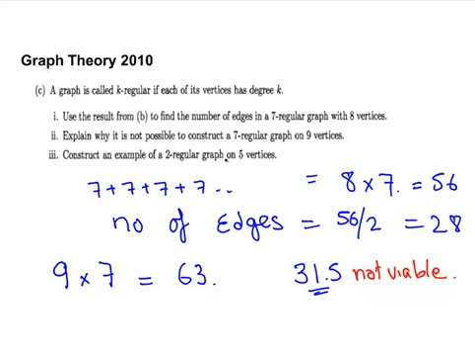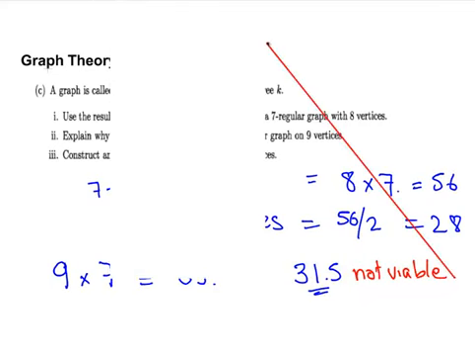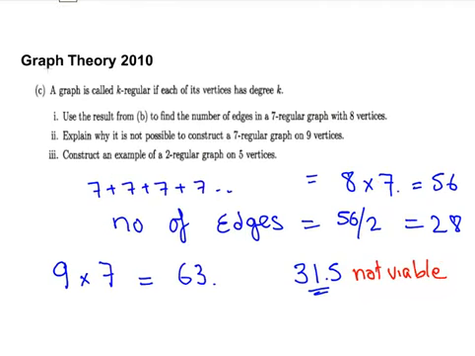Construct a 2-regular graph on 5 vertices. Let's do that up here in the top corner. Let's do that again. So 1, 2, 3, 4, 5, and let's just connect them all together like that. So that is a 2-regular graph. Each vertex has degree 2. And there's 5 vertices. So that is the end of that one there.